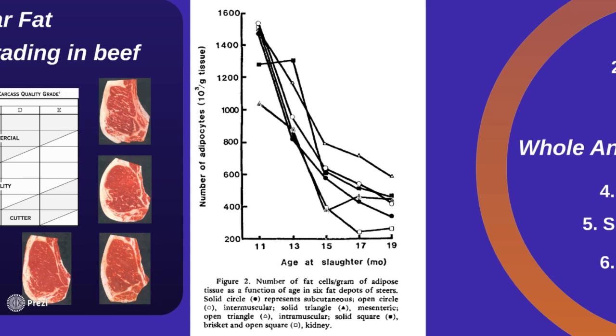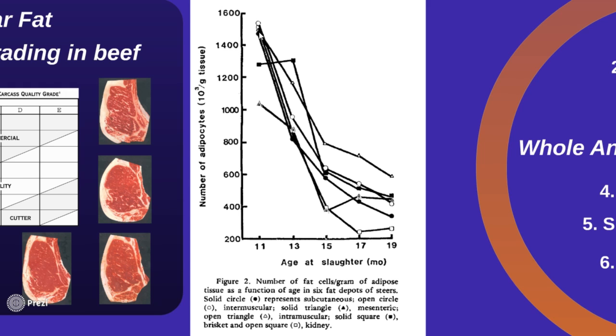Well, no, excuse me. The solid square is going to be the brisket, or that early deposition of subcutaneous, and then the open square is going to be the kidney. The marbling, or the intramuscular, that's going to be the open triangle. So we can see here, this is your intramuscular here. The subcutaneous is going to be this square, and the rest of them start up here.